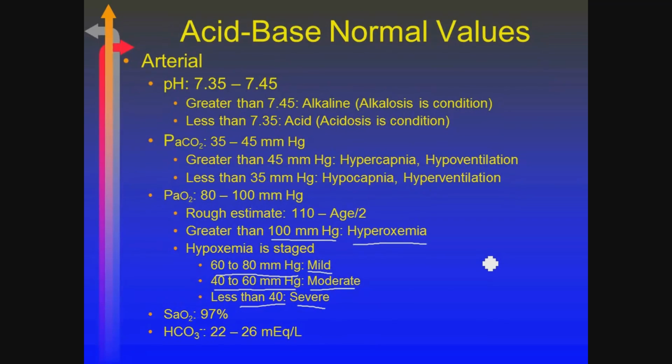And we know the saturation, we know the bicarb. Okay? So pretty much all of this we've had previously, except for the staging of the hypoxemia. Because by the end of the day, the hope is you'll be able to look at a blood gas and say, oh, that's a partially compensated respiratory alkalosis with mild hypoxemia. That's where we're heading.